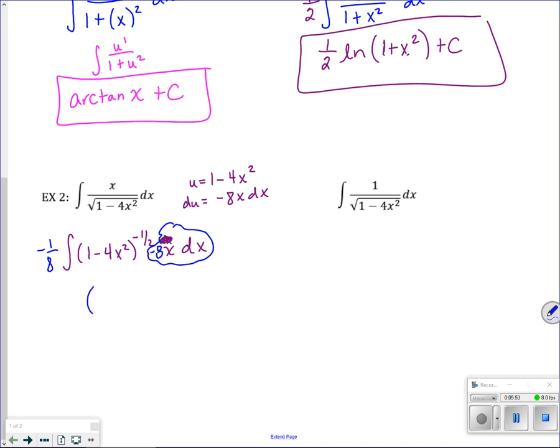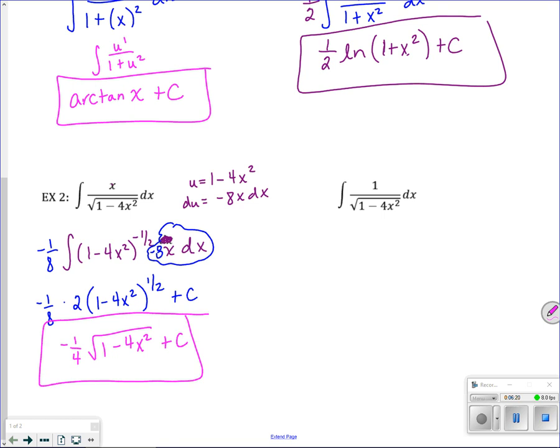So I increase the power by 1, divide by the new power. Dividing by 1/2 is multiplying by 2. I have a negative 1/8 plus c, and then that, of course, stays in there. So what do I get? For my final answer, I get negative 1/4, and I'd probably write that as a square root plus c.